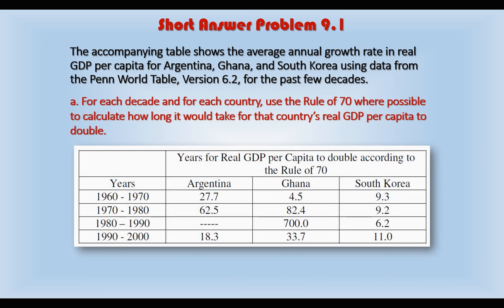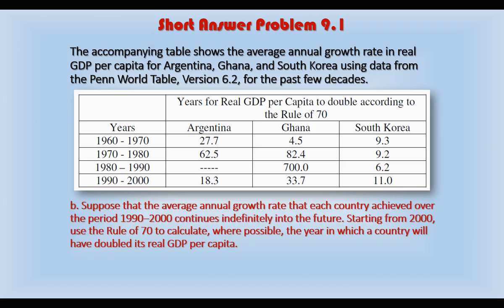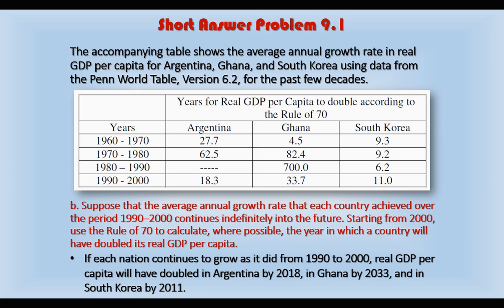So this is what we figured out for part A. And then, using 1990 to 2000, Argentina would be 2018, right? And then Ghana would be 2033, and then South Korea would be 2011. And that's what I have down here: Argentina 2018, Ghana 2033, and South Korea 2011.